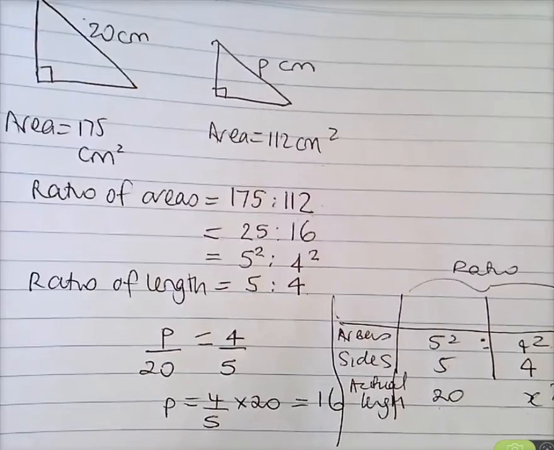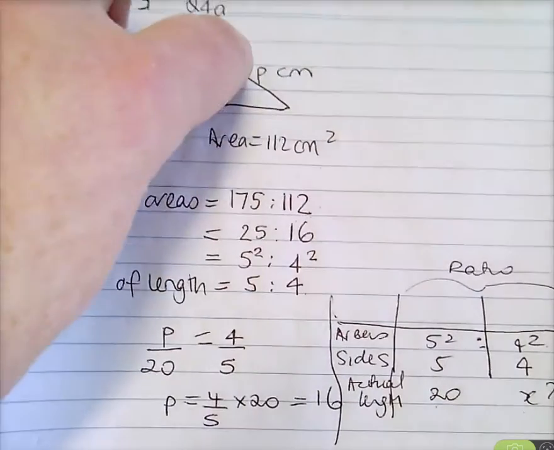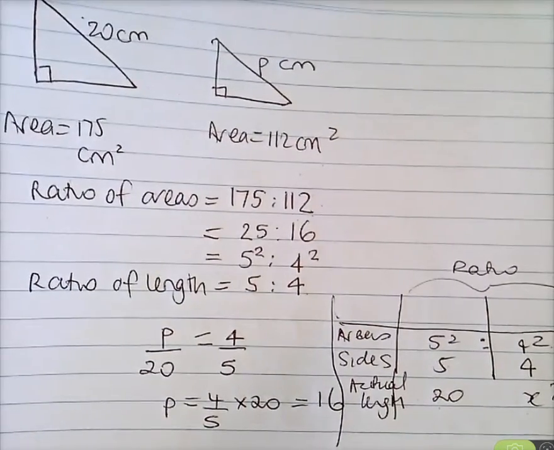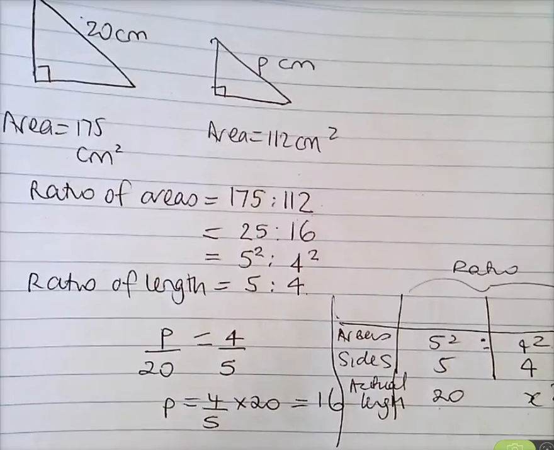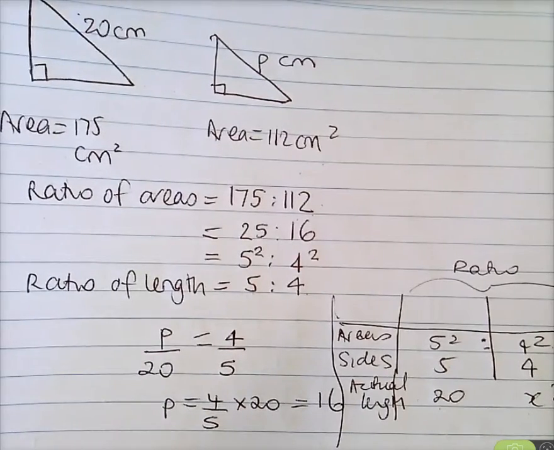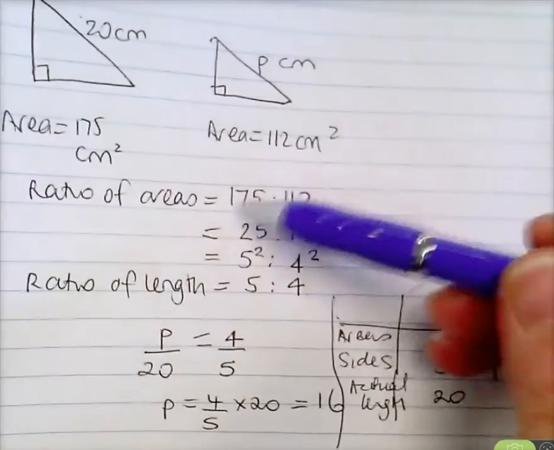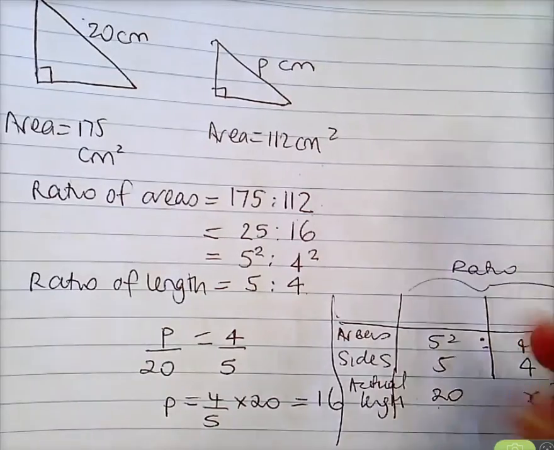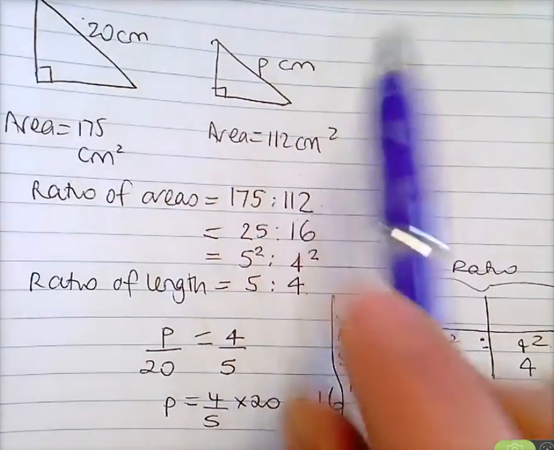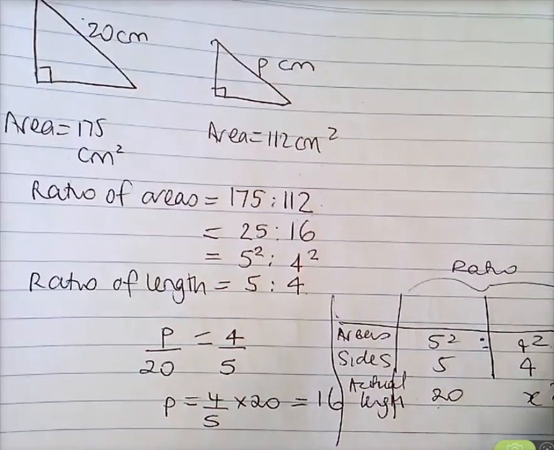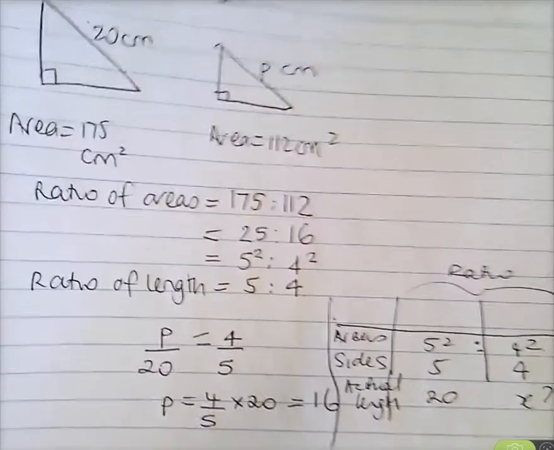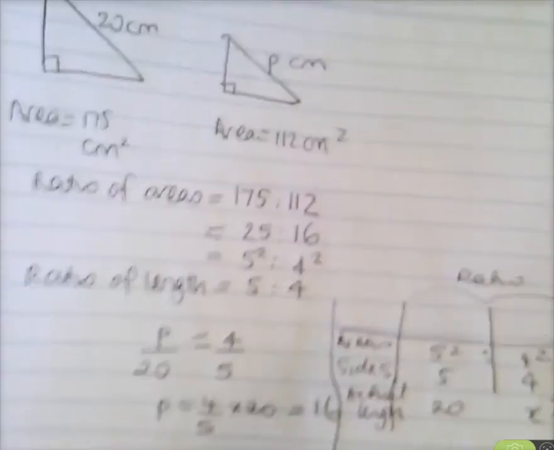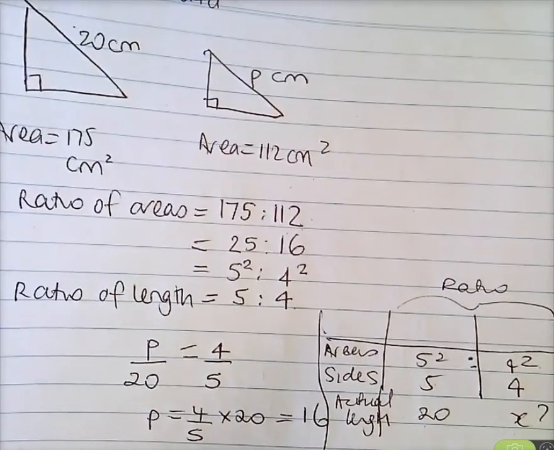The ratio of the side lengths will go with the sides. So you don't use the area? No, because 20 and P are side lengths, they're not areas. All right, first I worked out the ratio of the areas. From that, I work out the ratio of the side lengths because you're trying to work out a side length. So you would never use ratio of areas with the P and the 20. Do you use the ratio of area if the question gives you something about an area? That's right. Okay. You use side lengths with side lengths and you use areas with areas.